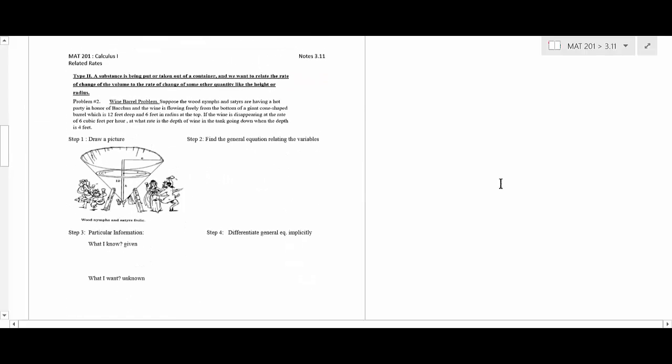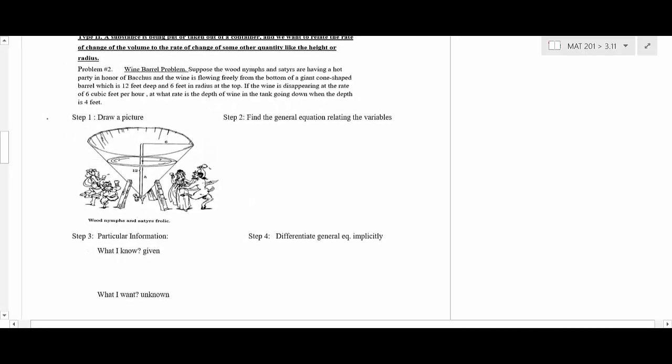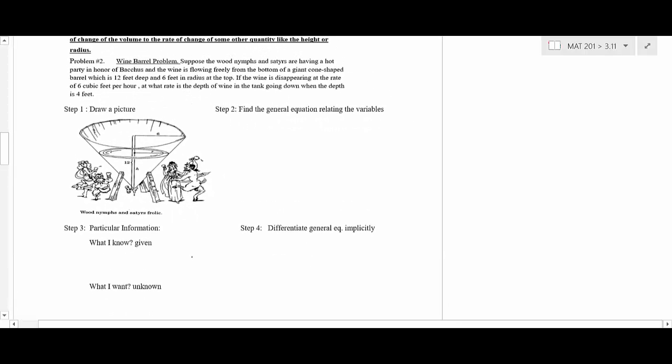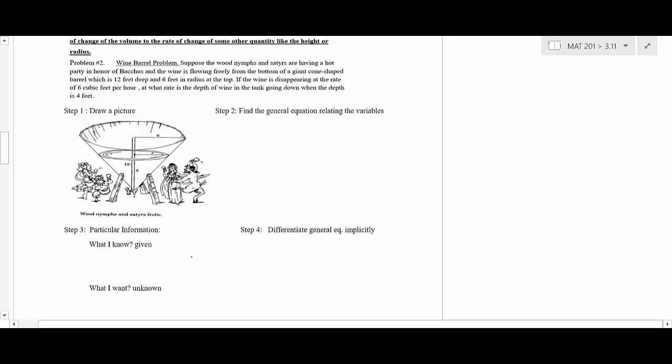So, with this one, let's go ahead and see if we can put this one together. Okay, now here's what we have. We've got some people who are very thirsty. So this is the wine barrel problem. The idea is you have a cone-shaped container that's got a bunch of wine in it, okay? And these people are getting sips of wine.